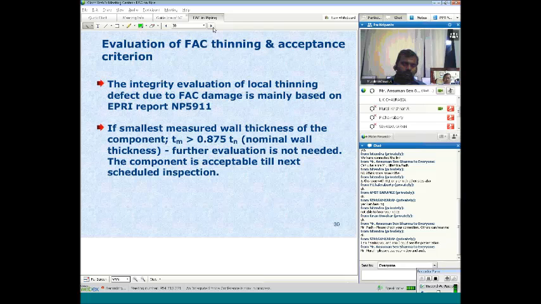If the smallest measured wall thickness, T measured, is greater than 0.875 T nominal, suppose you have a nominal thickness of that pipe, if the reduced thickness is greater than 0.875 Tn, then further evaluation is not needed. You can go for the normal thickness measurement. After the next shutdown, you can always check the measurement and see what is happening. Nothing extraordinary is required to be done here.